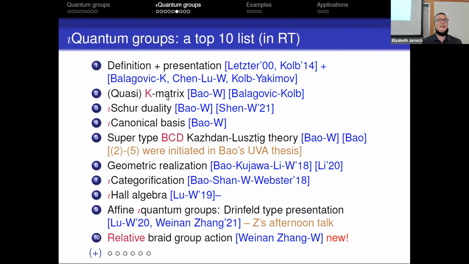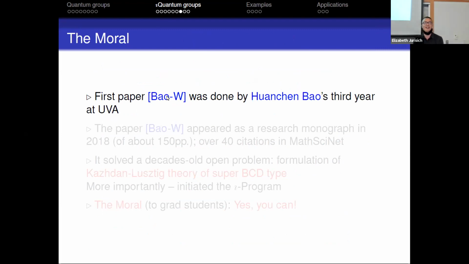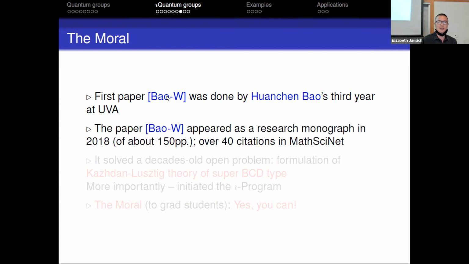Okay, so this is the generality I want to talk about, but I will get down to specifics soon. Before getting there, just a little story. Huang Chenbao, before coming to UVA, didn't know anything about representation theory or symmetric algebra. He learned all this in the first year of graduate school at UVA. And our first paper was finished in his third year. And this is a long paper. I even still consider this the most significant paper with my name attached to it.